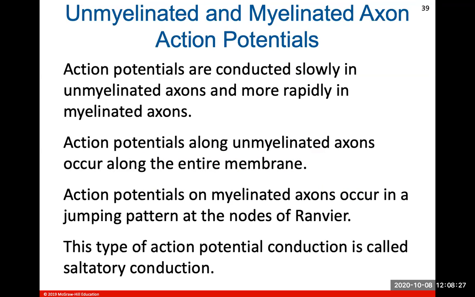So a little more about unmyelinated versus myelinated axons. Action potentials will be conducted more slowly in unmyelinated axons and more rapidly in myelinated axons. Action potentials along unmyelinated axons occur along the entire membrane, but action potentials on myelinated axons occur only in a jumping pattern at the nodes of Ranvier, and those are the spaces between myelin sheaths. This type of action potential conduction is called saltatory conduction because it'll jump between those nodes.